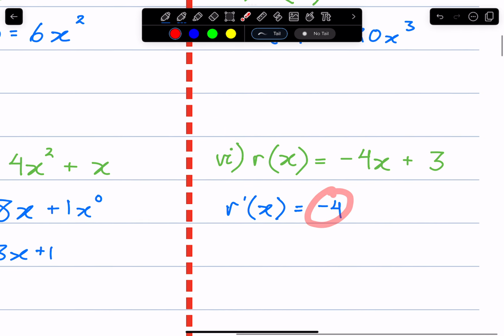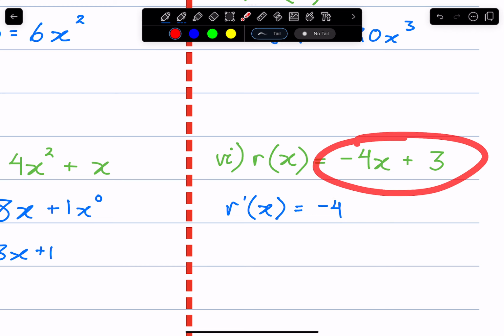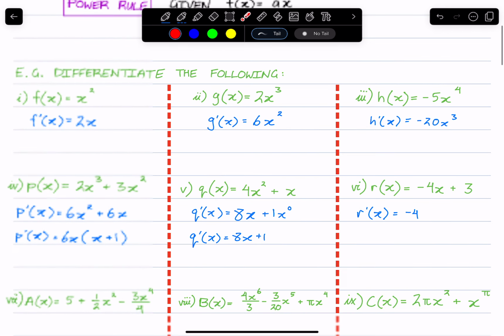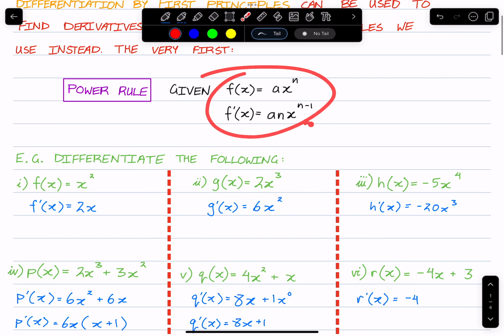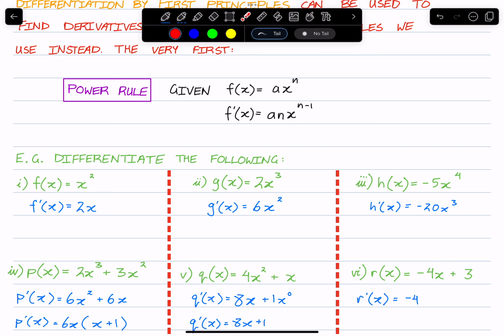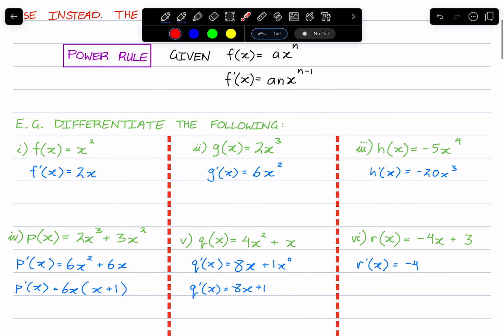I'd also like for you to remember that this is a linear function, y equals mx plus c, and notice that the gradient of this function is negative 4. So even when we apply the power rule to linear functions, it comes right back full circle to what we initially learned.